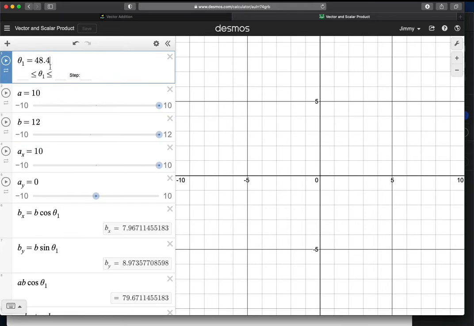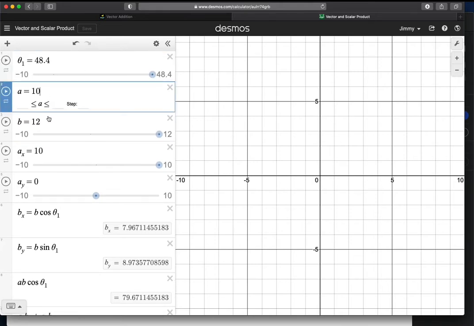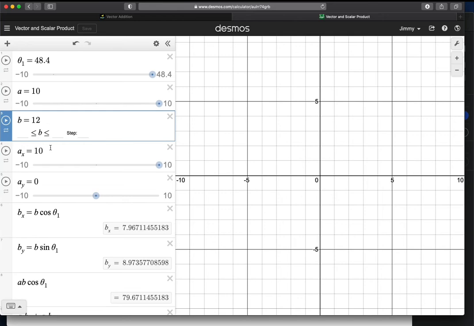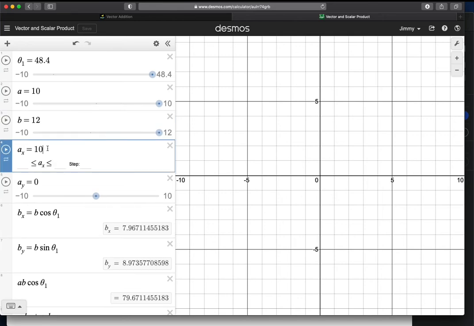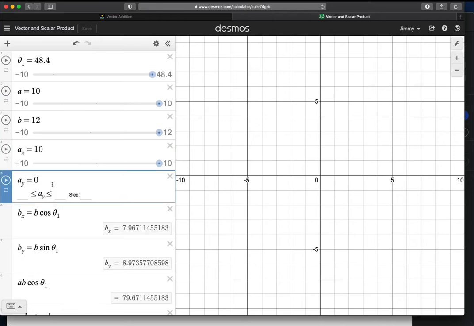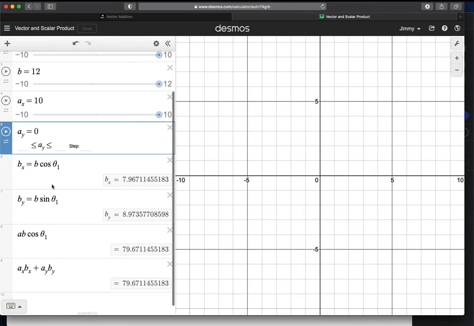So I put theta 1 in here. I put the length of A, which is 10. I put the length of B, which is 12. I put the length of the x component, which in this case, all of A is in the x direction. So AX is just 10. AY is 0. None of A is in the Y direction. So I wrote it in there to be explicit. You don't have to, but it's just for definition purposes.